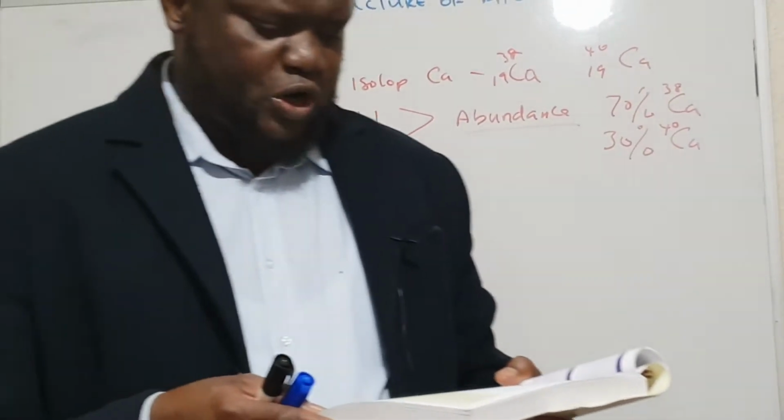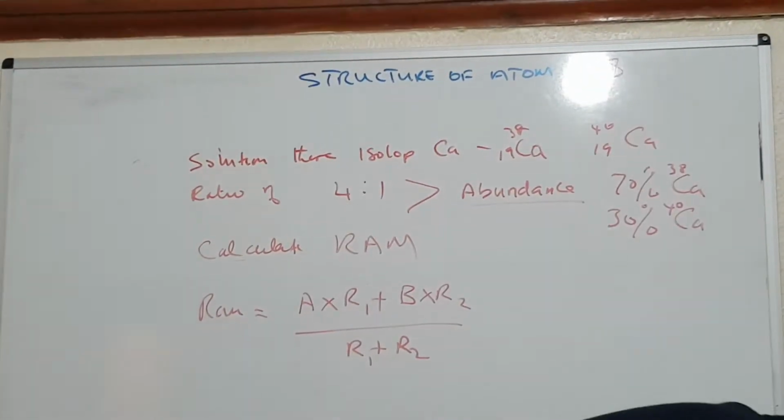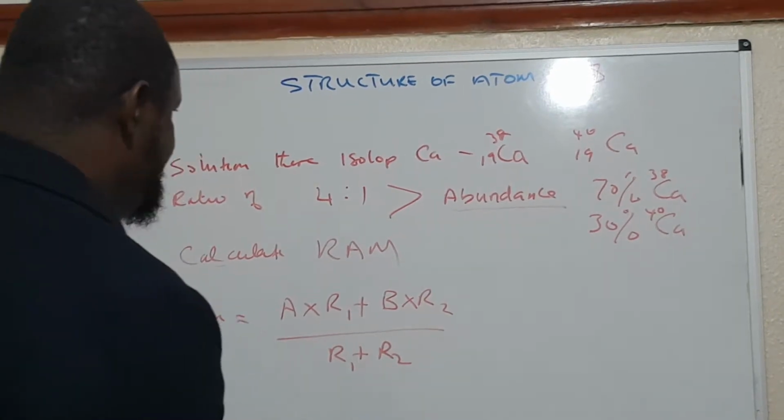And the question is, copper has 2 stable isotopes. Copper 63 has an abundance of 69.2%, and copper 65 has an abundance of 30%. Find the relative atomic mass. We can do that as well, so that people don't confuse ratio and abundance. This is very simple.